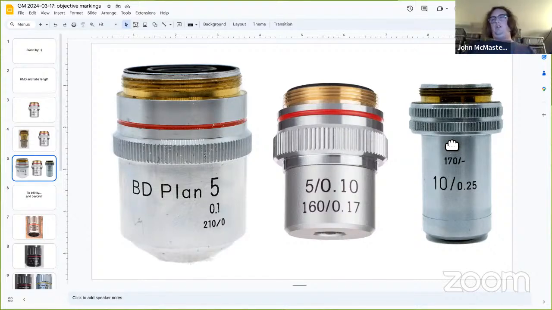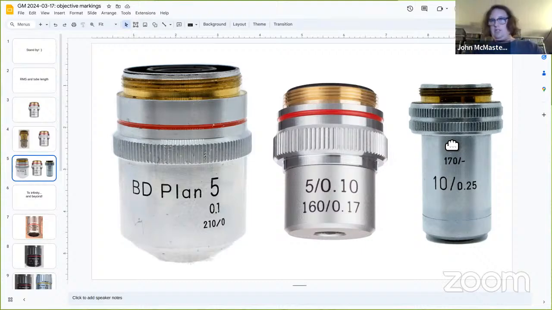So if you tried to mix and match these, for example, between vendors, you might be able to focus the image, but it's going to look really bad. You're going to have significant optical aberrations because you're really not creating the focal planes where they're supposed to be.